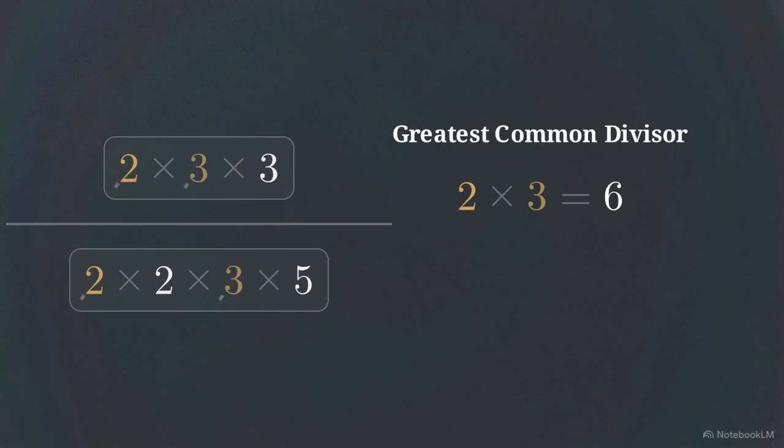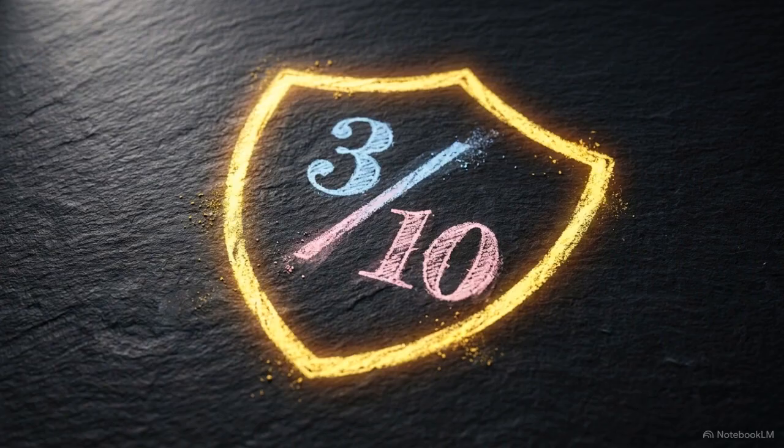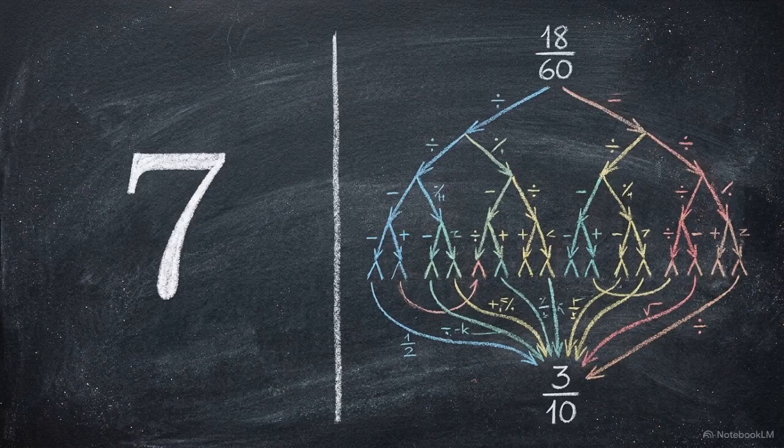When we divide 18 and 60 by this divisor, the common factors cancel out. This leaves us with the remaining primes, 3/10. 3/10 is the unique canonical version of this number. The numerator and denominator now share a greatest common divisor of 1. While integers are born unique, rational numbers must be algorithmically reduced to reveal their simplest form.